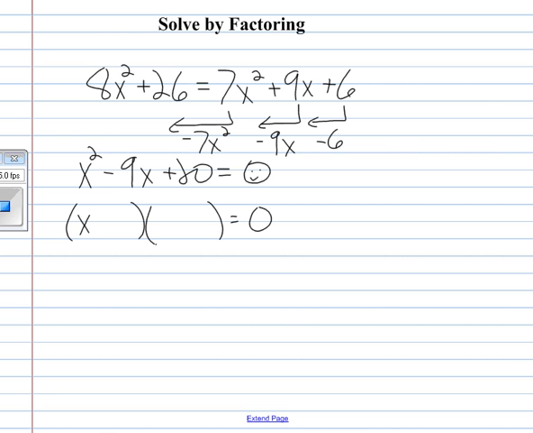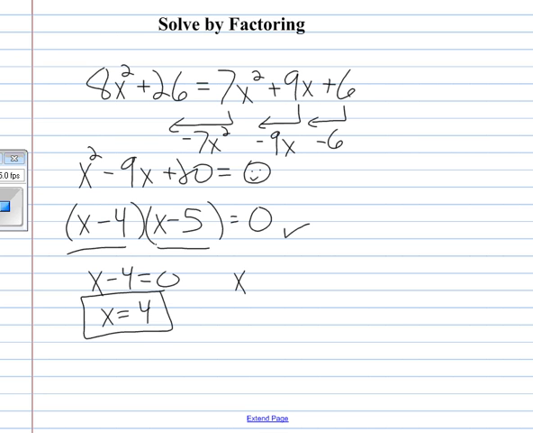And it'll factor to (x minus 4)(x minus 5), so negative 4 and negative 5. So again, if either one of these factors equals 0, then the equation will equal 0. So that means that if x equals 4, the equation is 0. And if x equals 5, the whole equation will equal 0. So 4 and 5 are the solutions to this equation.